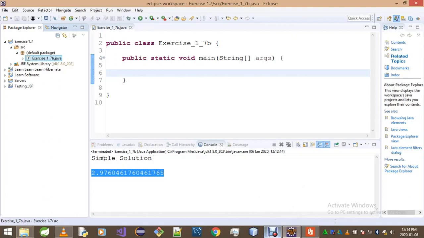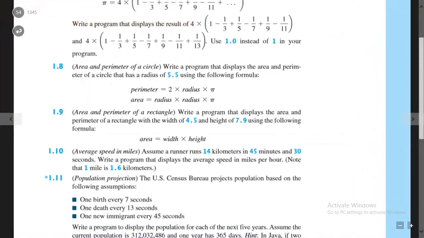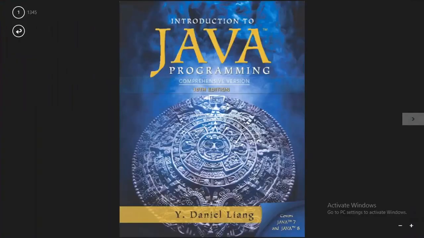And today we're going to be working on exercise 1.7 of this textbook over here. This is the textbook we're using, right?